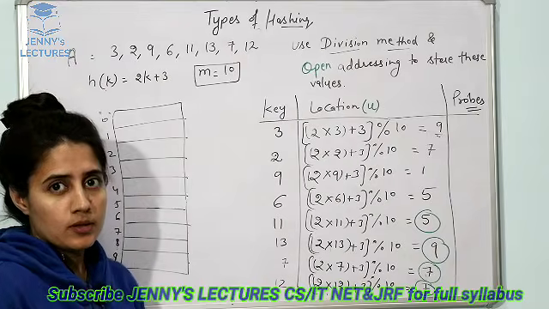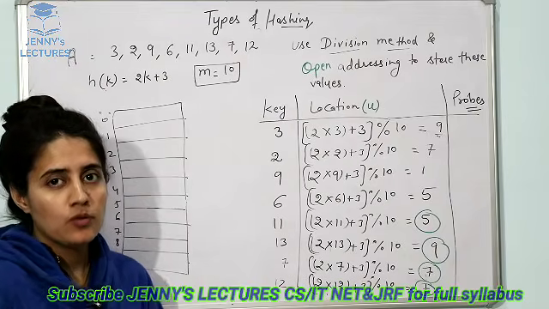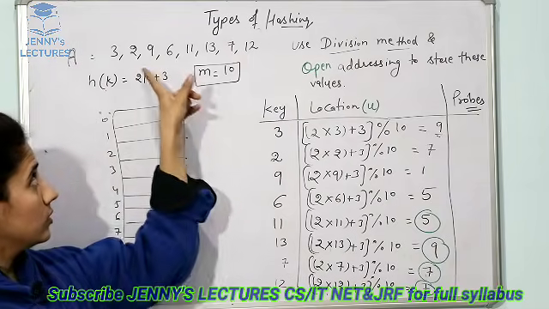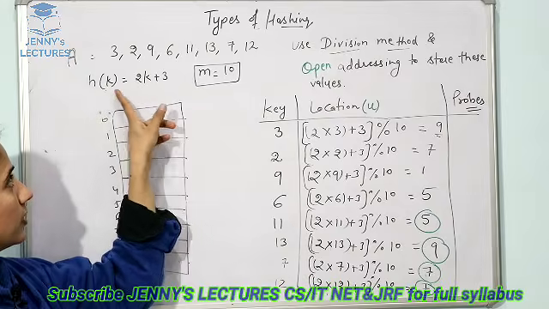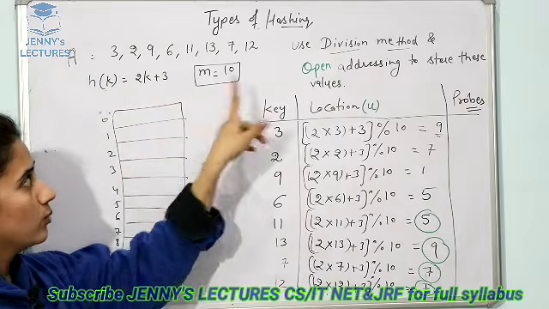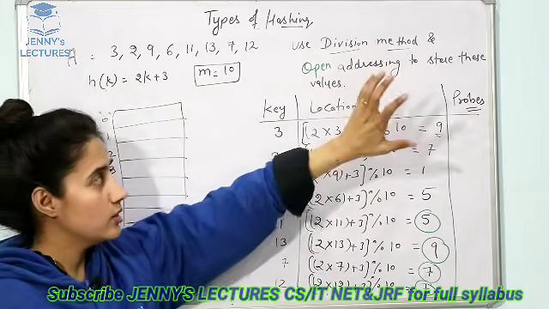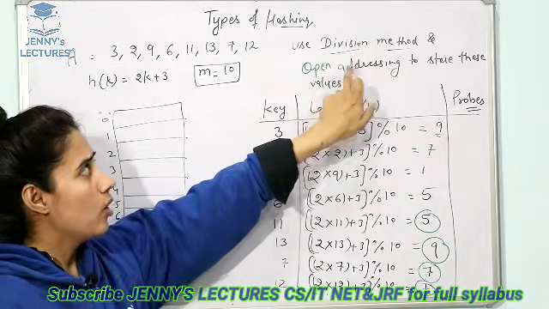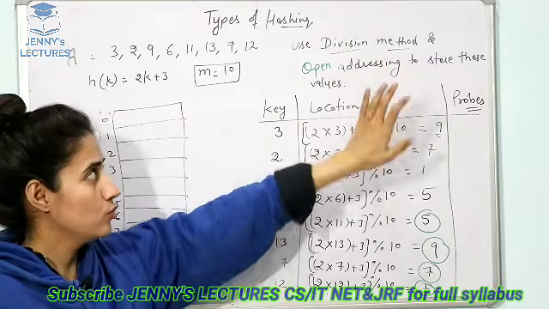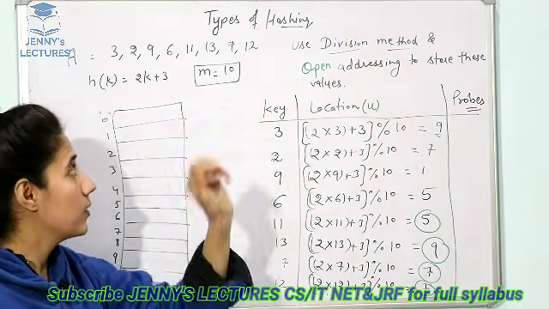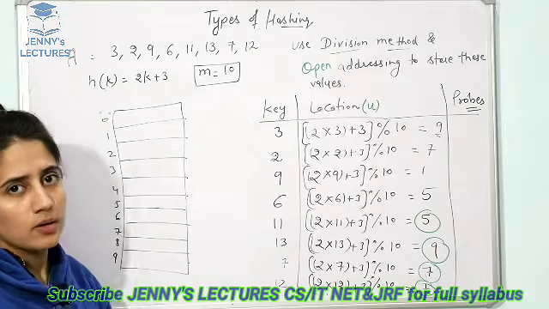Okay. Now I will discuss the linear probing method with the help of the same question. The same question is there, these are the keys, the same hash function is there, 2k plus 3, and you have to use the division method. The only change is you are supposed to use open addressing to store these elements, and the size of the hash table is 10.